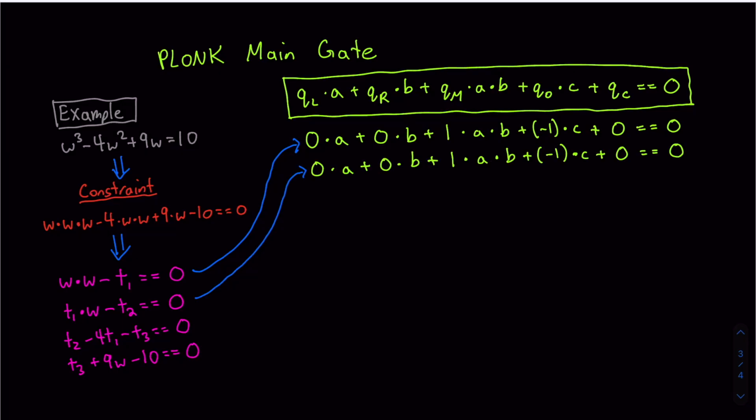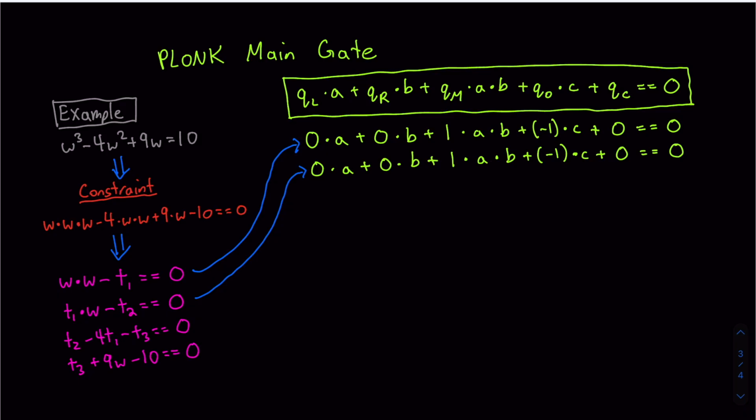Looking at the selector coefficients, if qm is 1, qo is negative 1, and the rest of the q's are 0, we get 0 times a plus 0 times b plus 1 times a times b plus negative 1 times c plus 0 equals 0. And just like before, the PLONK main gate captures this constraint perfectly.